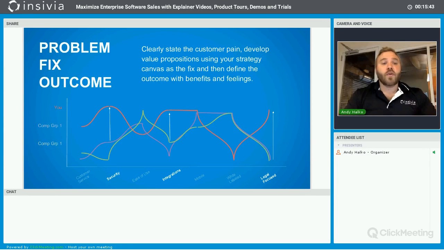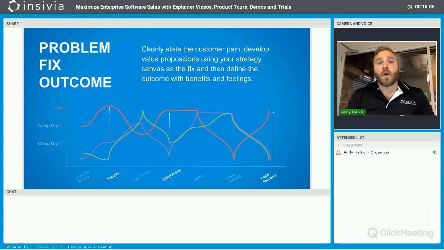Now, I dive a little bit into problem, fix, outcome because I do think it's a great model, but it's really about clearly understanding your target audience's pain. No matter what we do in marketing, that is a key thing that we're always trying to do, is understand what challenges they are facing every day that we can help solve, through marketing as well as our product.